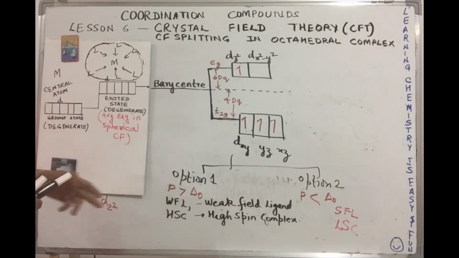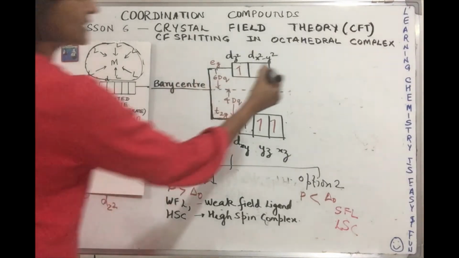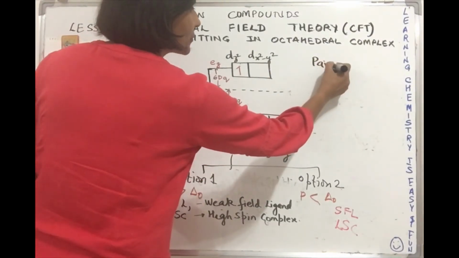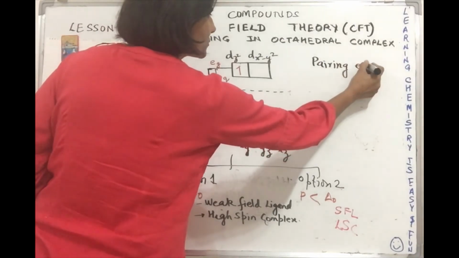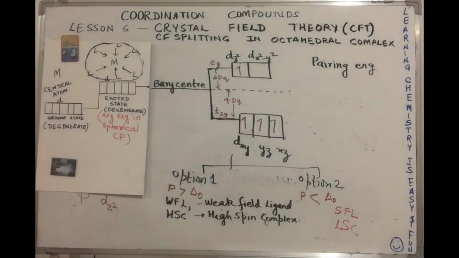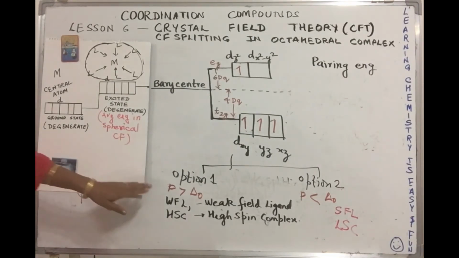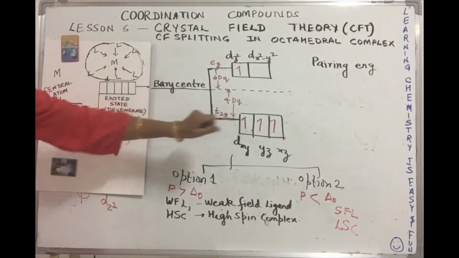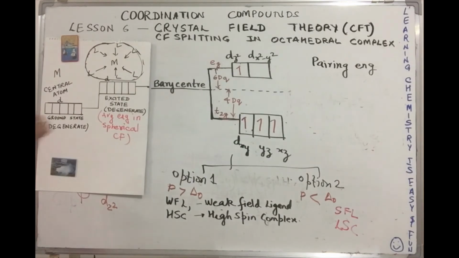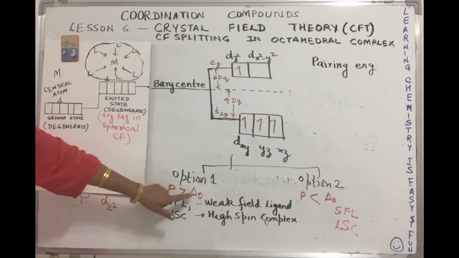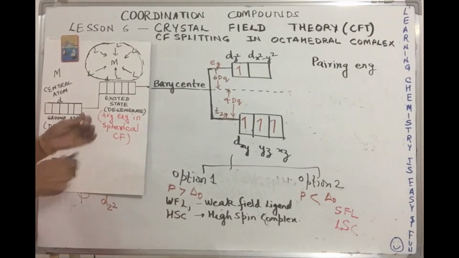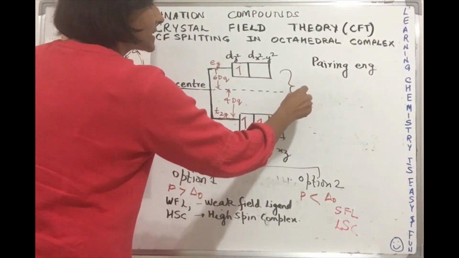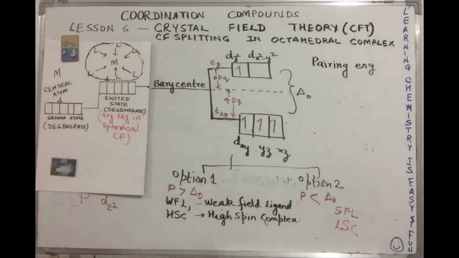What do you mean by pairing energy? There's another term that I am introducing. So many new concepts to be understood, right? Don't worry, at the end of this, I'll give you some easy trick. But you need to understand first. What is pairing energy? The energy required to pair the electrons in the lower orbitals. So if pairing energy is higher than the octahedral splitting, then what will happen?